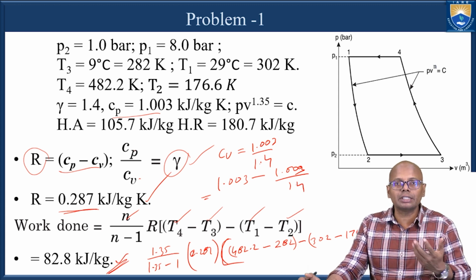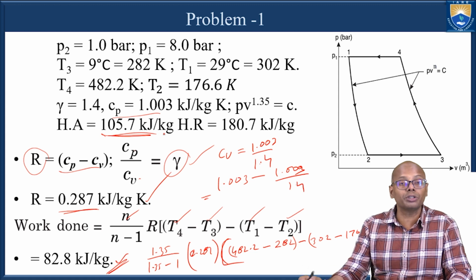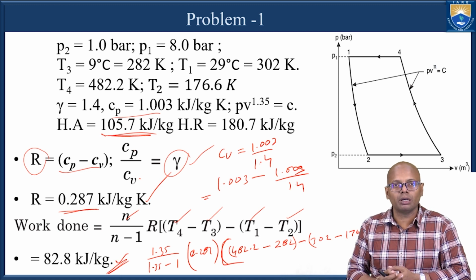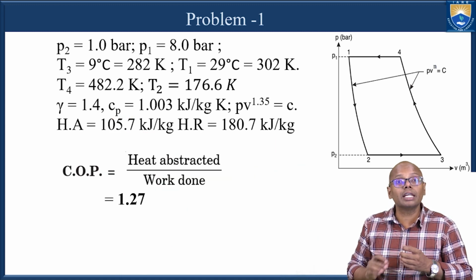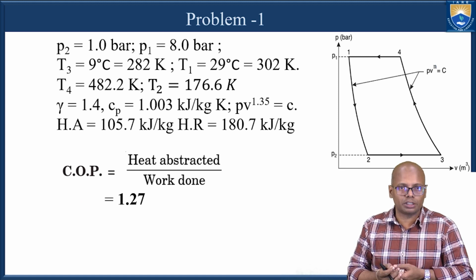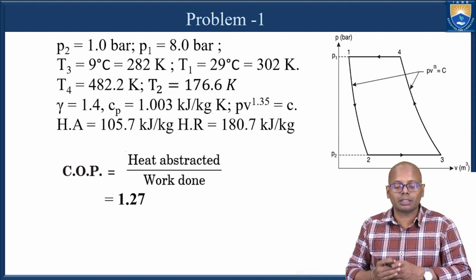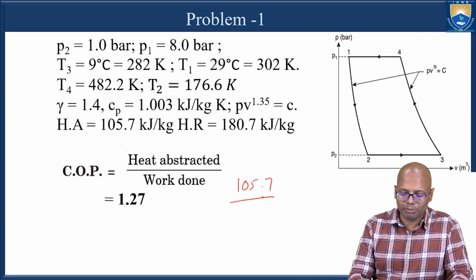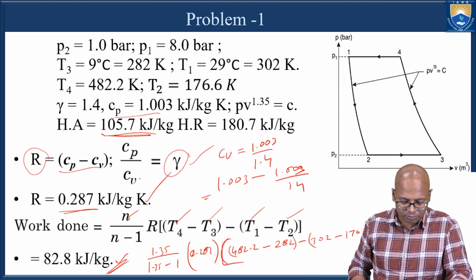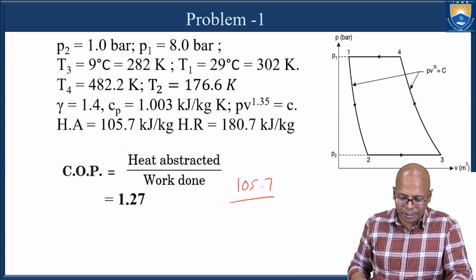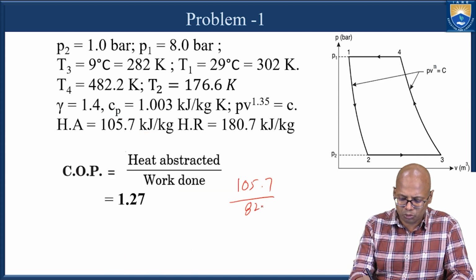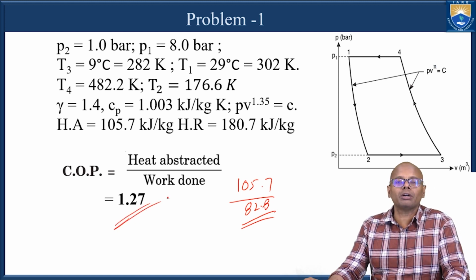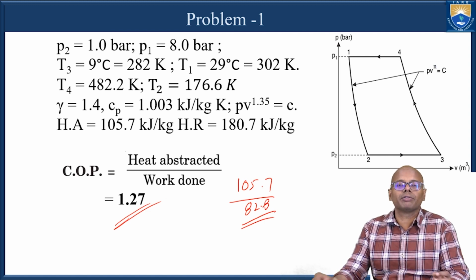I know the refrigeration effect, or heat absorbed from the cooling space. The COP formula is nothing but the refrigeration effect, or heat absorbed in the cooling space, divided by the work done. So 105.7 divided by the work done, 82.8. If I simplify this, I will get the COP of the refrigerator given in the problem.